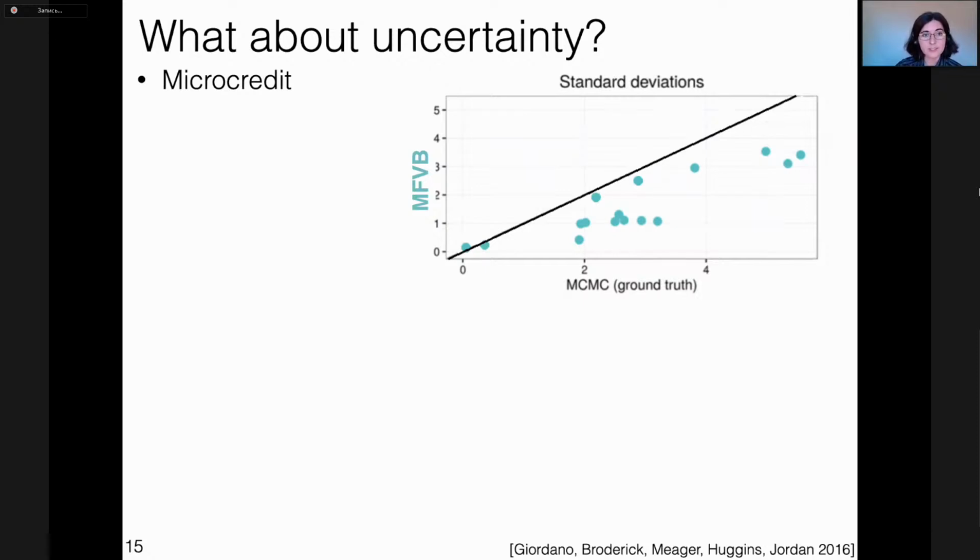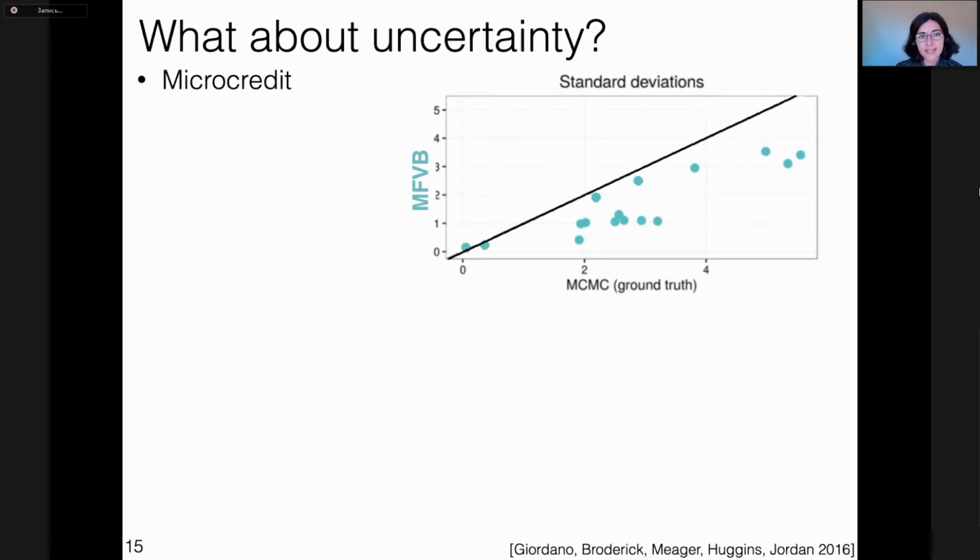And you see that there's this x equals y line that's in black. And so mean field variational Bayes is systematically underestimating uncertainty. Now, it turns out it doesn't have to underestimate uncertainty. It can overestimate it as well, but that's kind of even worse because you just don't know what's going on.